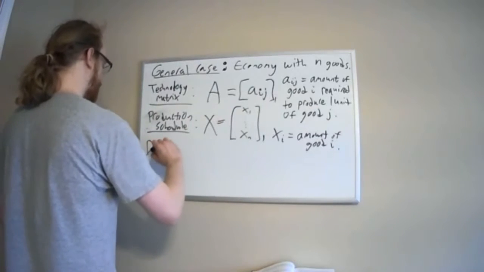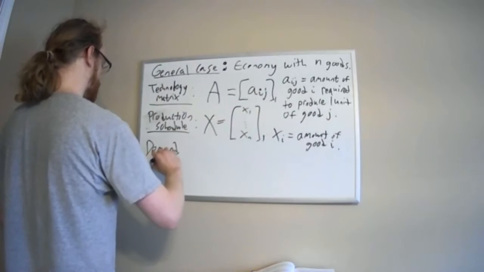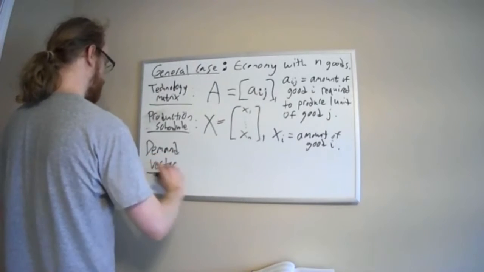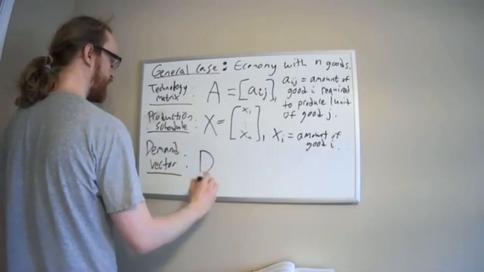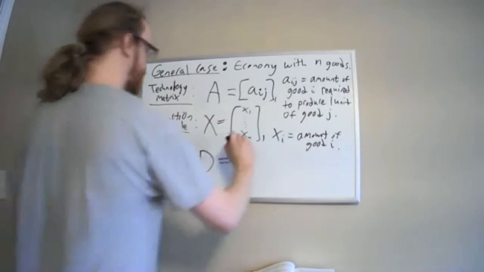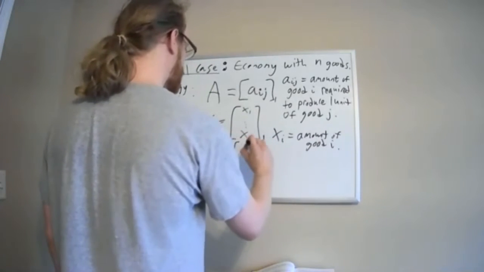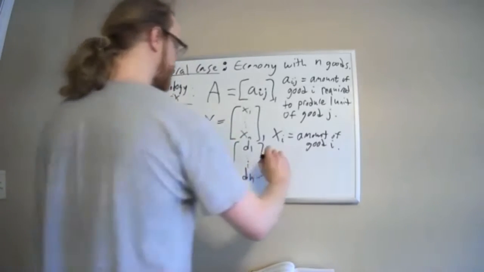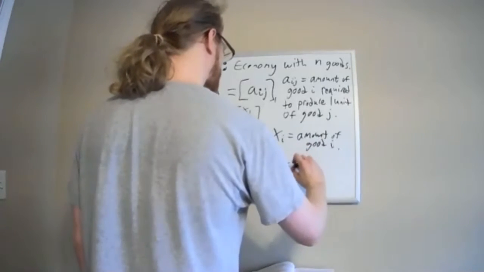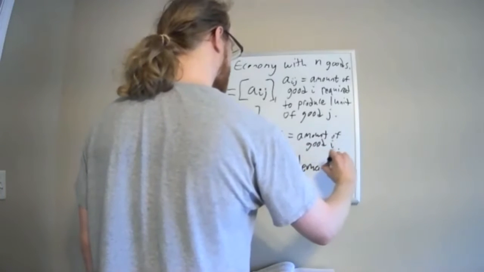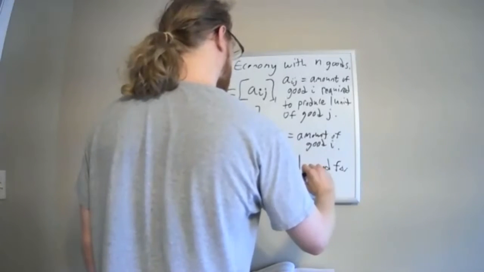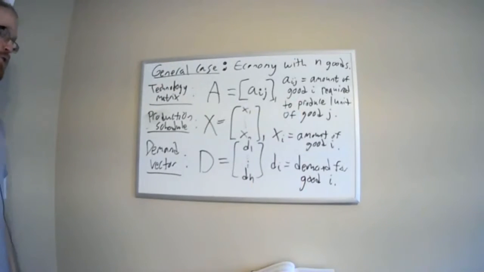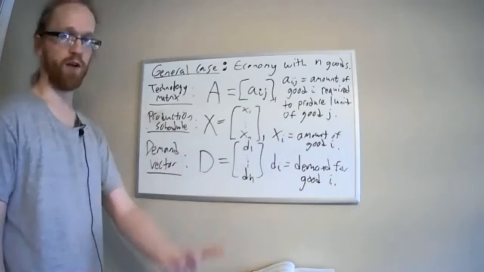And then speaking of that, we have the demand vector, which is another column vector that we'll call capital D. And this has a bunch of numbers in it, maybe D1 up through Dn. So again, there's one for each good, and Di just equals the demand for good i. So it's how much of each good that we want.